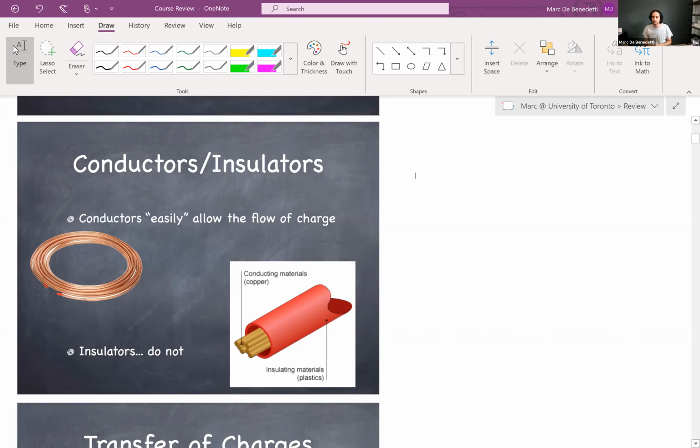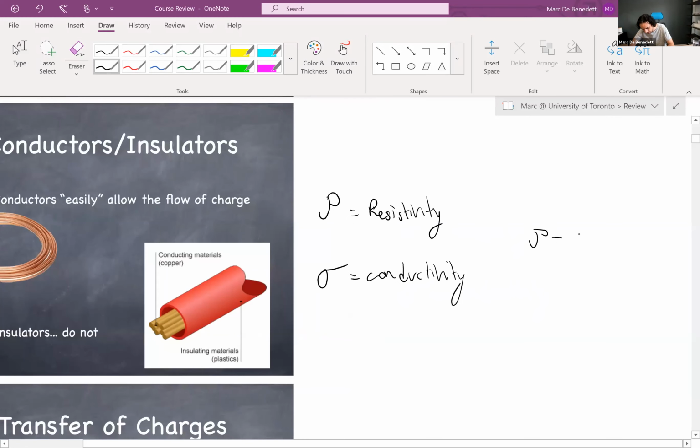Air, for instance, is the most common example you might experience in day-to-day life. With lightning, you can get a spark across air. Air is not normally considered a conductor, but with enough voltage, which we call the breakdown voltage, you can push a charge through air acting as a conductor. We quantify these using the quantities rho and sigma. Rho is the resistivity, and sigma is the conductivity. This is a measure of how conductive something is or how resistive a material is. The relationship between rho and sigma is simply that they are inverses, reciprocals of one another.